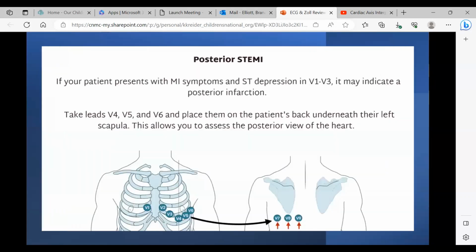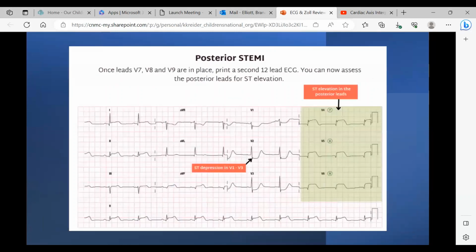If you see depression in leads V1 through V3, suspected posterior infarction, then you want to make sure that you do your 15 lead ECG by moving V4, 5, and 6 back onto the back for V7, 8, 9, and then redo your 12 lead, and then it'll show you an example that you possibly have some ST elevation in V7, V8, V9, if you see depression in V1, V2, V3.